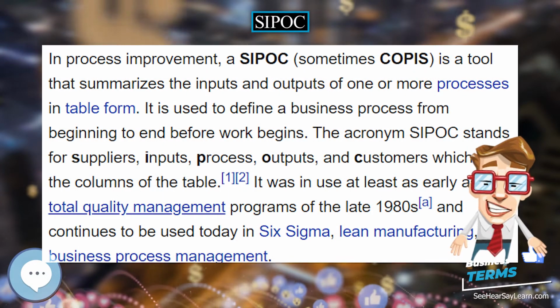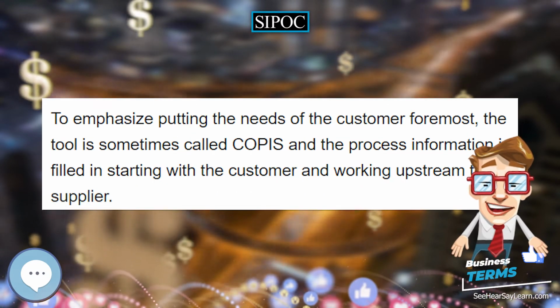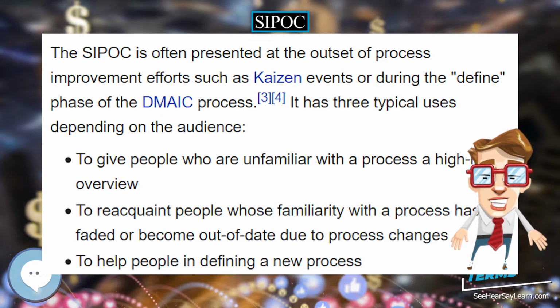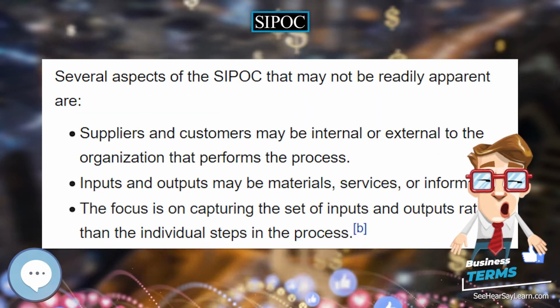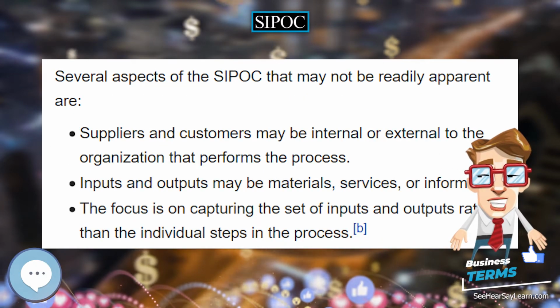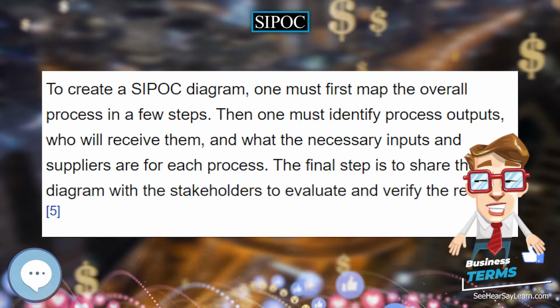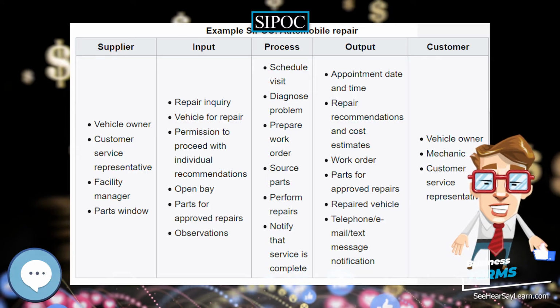SIPOC. In process improvement, a SIPOC, sometimes COPIS, is a tool that summarizes the inputs and outputs of one or more processes in table form. It is used to define a business process from beginning to end before work begins. The acronym SIPOC stands for suppliers, inputs, process, outputs, and customers, which form the columns of the table.